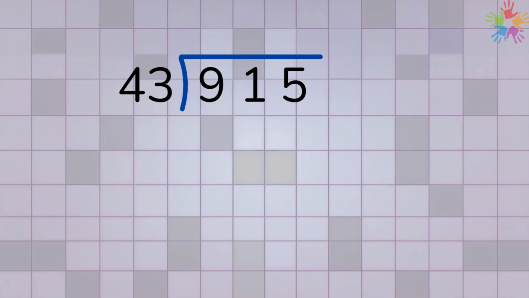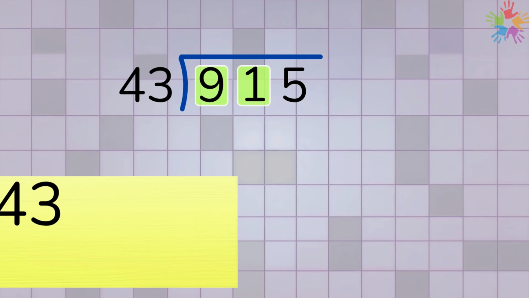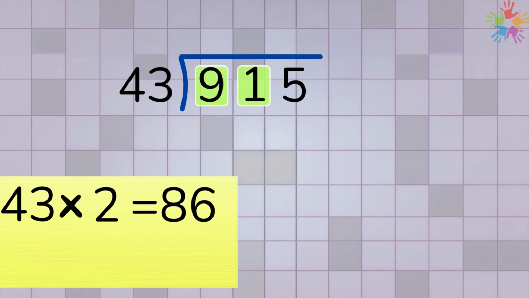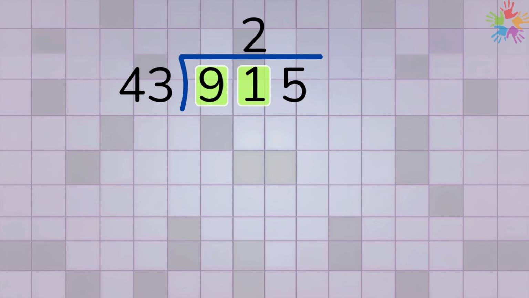Divide 915 by 43. We are asking, how many times does 43 go into 915? To solve this, we begin by looking at the first part of the number, the digits that make 91. We look at 91 and ask, how many times does 43 go into 91? Let's estimate. 43 times 2 is 86. 43 times 3 is 129, which is too much. So we choose 2. Now we write 2 as the first digit of our answer.